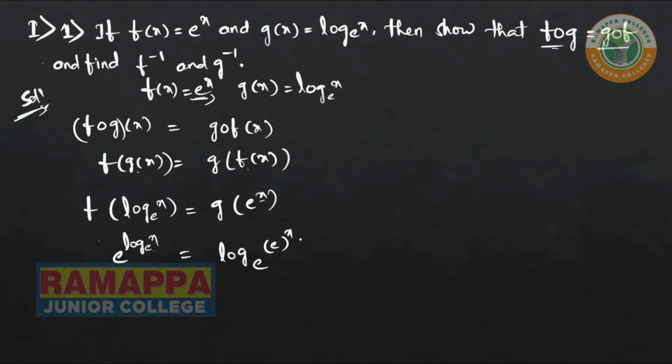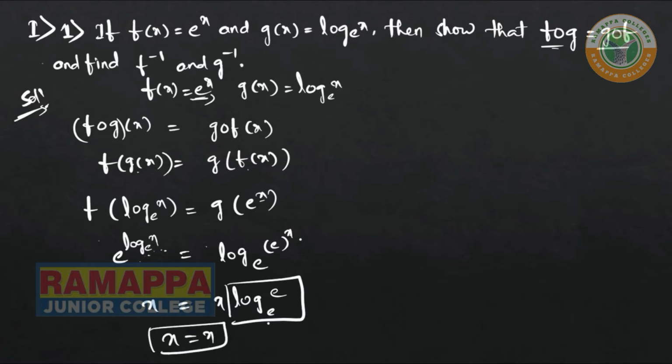There is a formula: e power of log base e of x is equal to x. And here the x comes beside, and log base e of e remains, which is 1. So x is equal to x. So the given statement is true: f of g is equal to g of f.